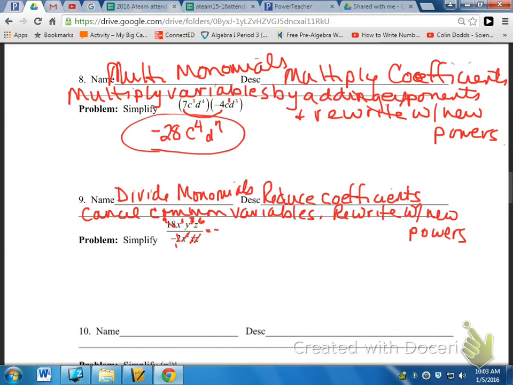Okay, it looks like everything really canceled out on the bottom. That's not always going to happen. But since it did, that would only leave a 1 on the bottom, and you don't write 1s on the bottom. So this is negative 9x y to the 3rd z to the 6th.